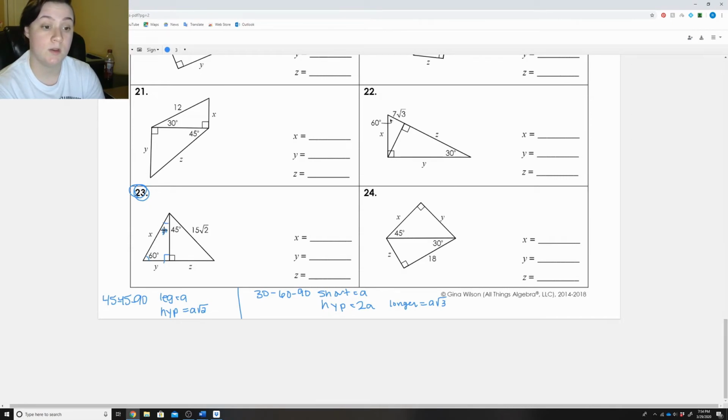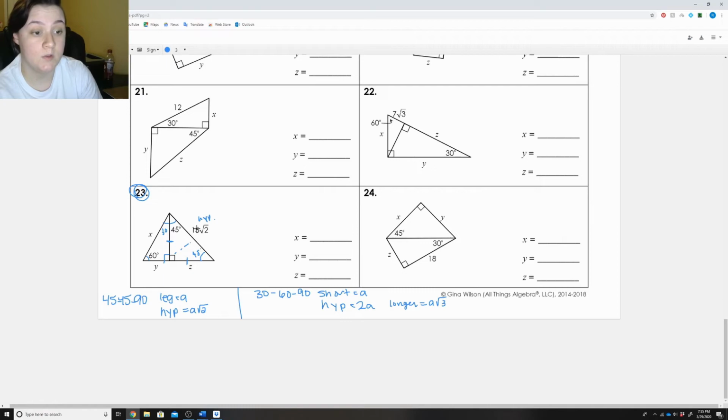This one's going to be a 30, 60, 90 triangle. And you can see over here that this one's going to be a 45, 45, 90. So we'll look at this one first, just because it's the one that has the side length. So these two sides are going to be the same, because they're the ones coming off of the right angle. And then this is going to be the hypotenuse.